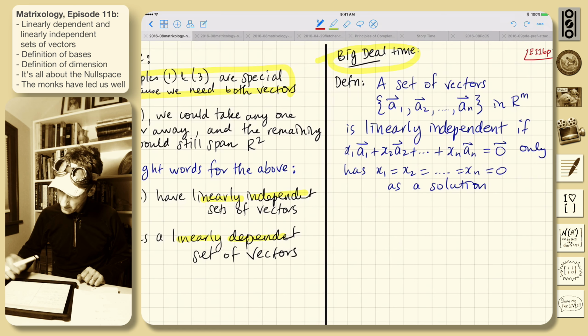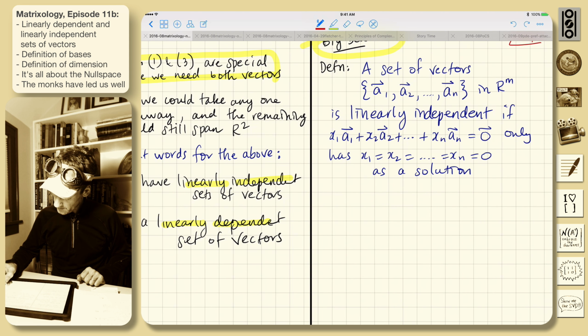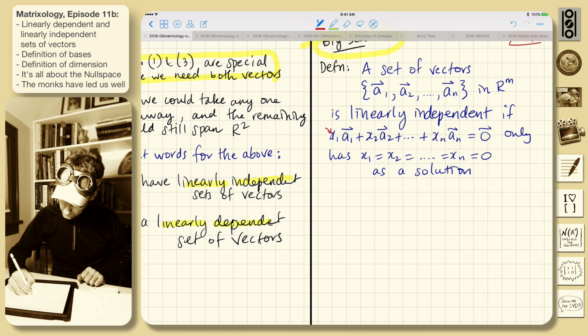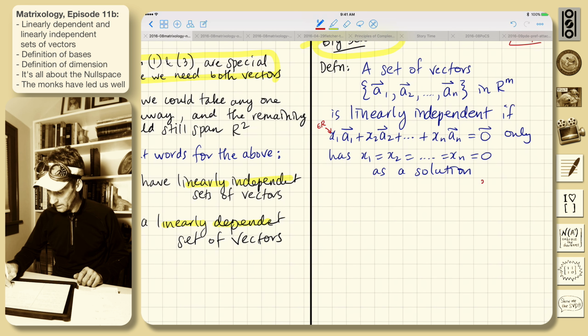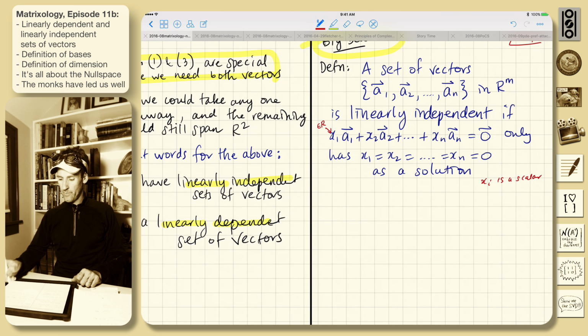So these are clearly elements of the real numbers, scalars. Each xi is a scalar. Just in brackets. Sneak that in there. All right. Good.